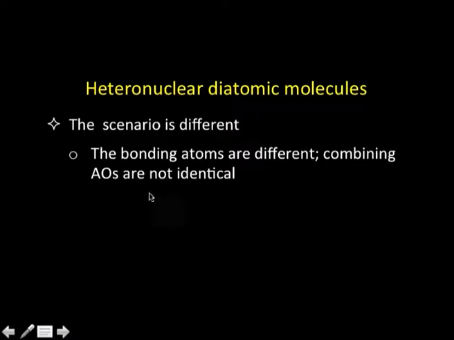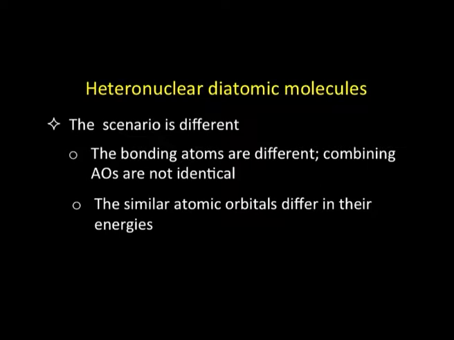Since the two atoms are different, the combining atomic orbitals will not be identical, because suppose one is a hydrogen atom and one is lithium or fluorine. So in the two cases the atomic orbitals which are going to combine will not be identical. It may happen that the atomic orbitals are similar, but they will differ in their energies, and so again they will have a role to play there.